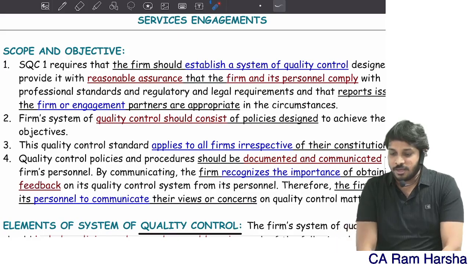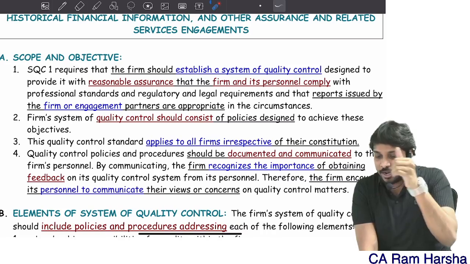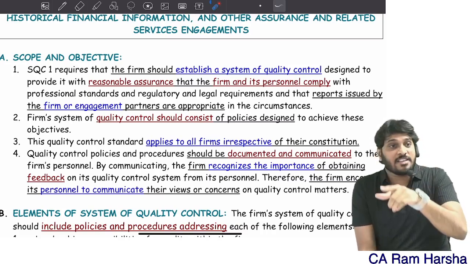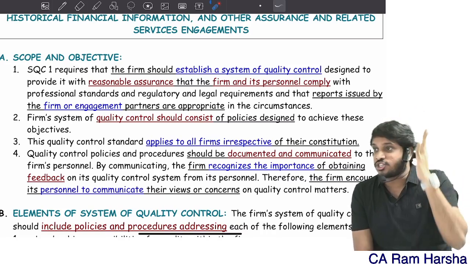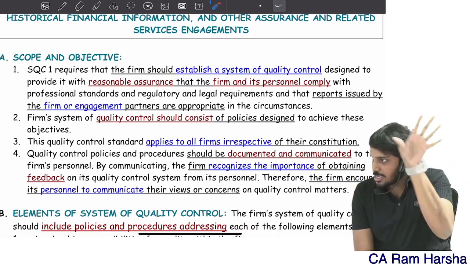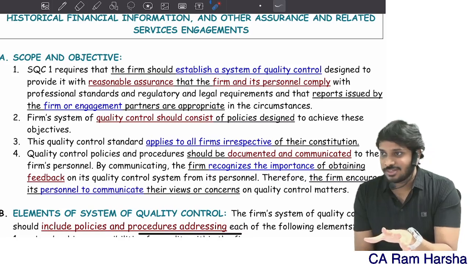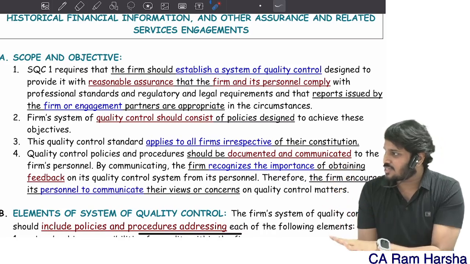First point you see, designed to provide it with a reasonable assurance that the firm and its personnel comply with the professional standards, legal and regulatory requirements, and that the reports issued are appropriate in the circumstances. See how we derived it? You are getting it. You should not remember the entire auditing standard, entire accounting standard.